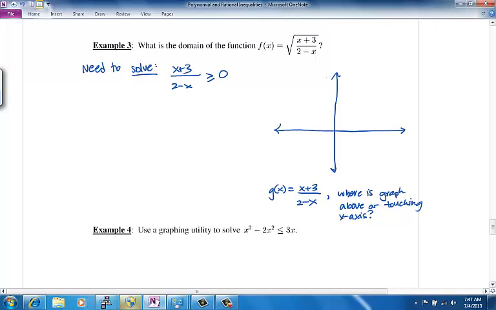So I can see that there's an x-intercept at -3, a vertical asymptote at 2. They're each multiplicity 1. And I can also see that there's a horizontal asymptote at -1, because the numerator and the denominator are both degree 1. So I want the ratio of the leading coefficients, and the ratio of those coefficients is -1. I can also see that if I plug in x equals 0, I have 3 over 2, so 1.5.